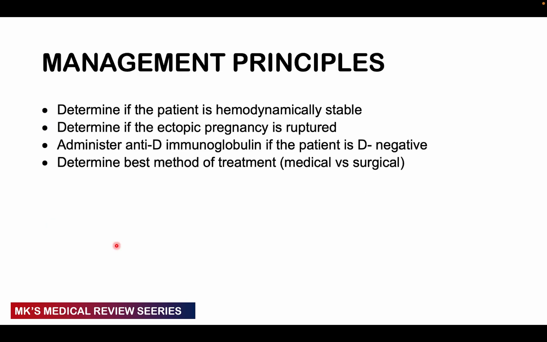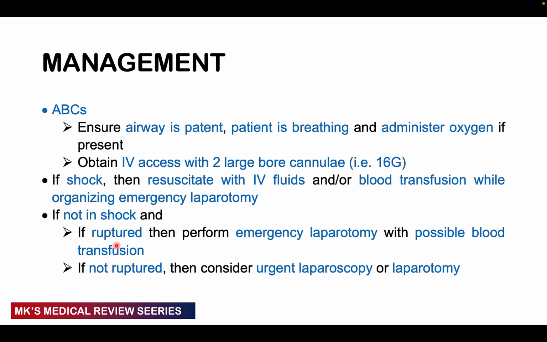What are our management principles of a patient that comes in with ectopic pregnancy? Number one, we want to determine if the patient is hemodynamically stable. The second thing is we want to determine if the ectopic pregnancy has ruptured or it hasn't. Number three, we want to administer anti-D antibodies if the patient is rhesus negative. Then number four, we want to determine the best method of treating this patient, whether it's going to be a medical treatment or a surgical treatment.